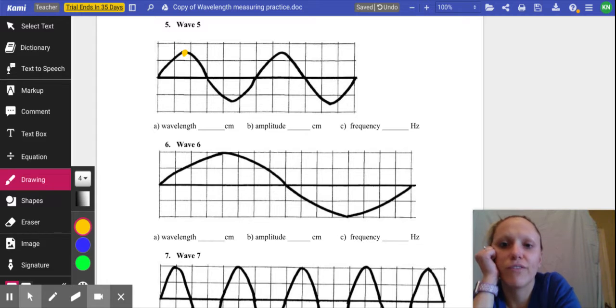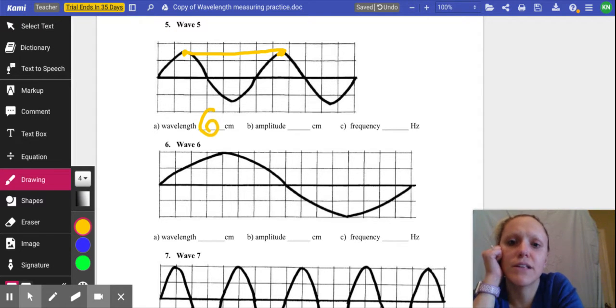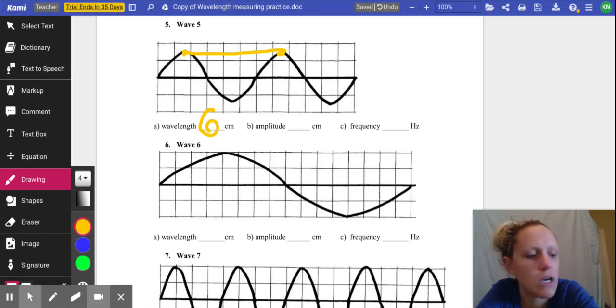So I'm on wave 5 looking for the wavelength. So I'm going to draw my line to the next peak. Okay, and I'm going to count and see how many full boxes I have. So I have a half, 1.5, 2.5, 3.5, 4.5, 5.5, and 6. So 6 centimeters.